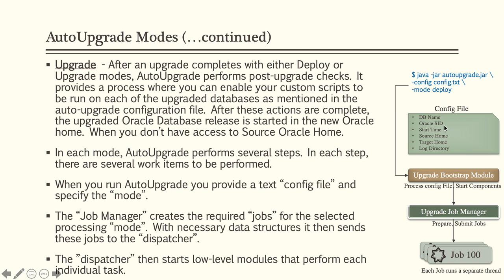So parse a config file, make sure you are ready by the bootstrap module, that you are ready to fire the auto upgrades of all the databases. Then, depending upon how many databases you have mentioned to be upgraded in the config file, for each one of them give the task to upgrade it to the job manager. Then the job manager prepares and submits jobs to the dispatcher, and then the dispatcher will make sure each of those jobs is attended to in parallel.